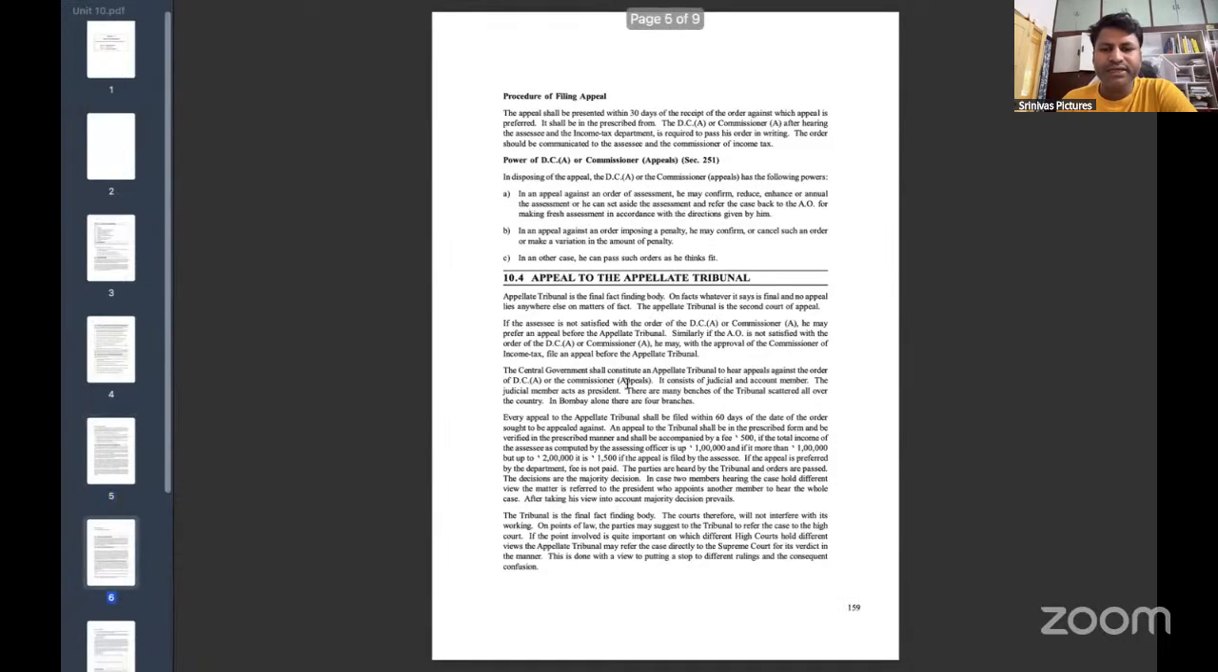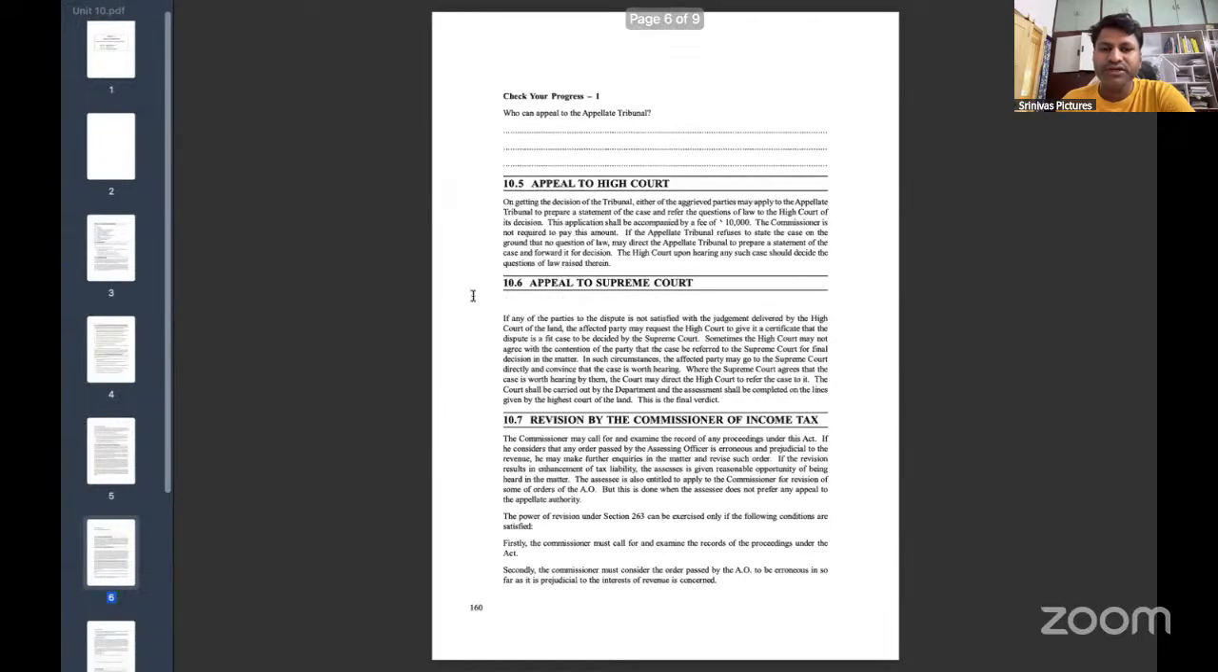So simply here they're talking about the range of the case, based on which the appeal fees also we have to produce. So appeal to High Court, appeal to Supreme Court. Appeal to High Court: on getting the decision of the tribunal, either aggrieved party may appeal to the tribunal to prepare the statement of the case, referring to the question of law, to the High Court.